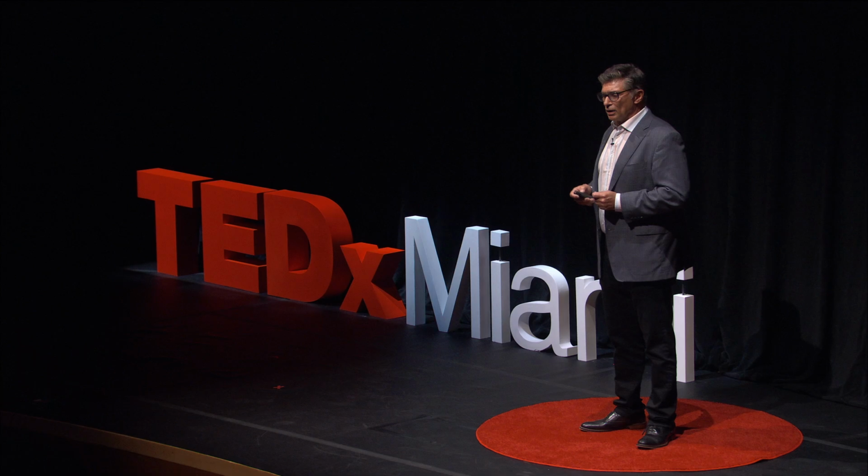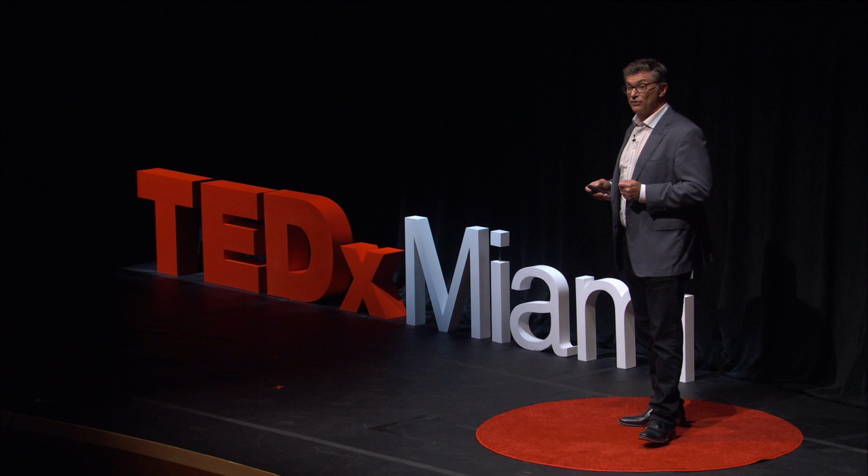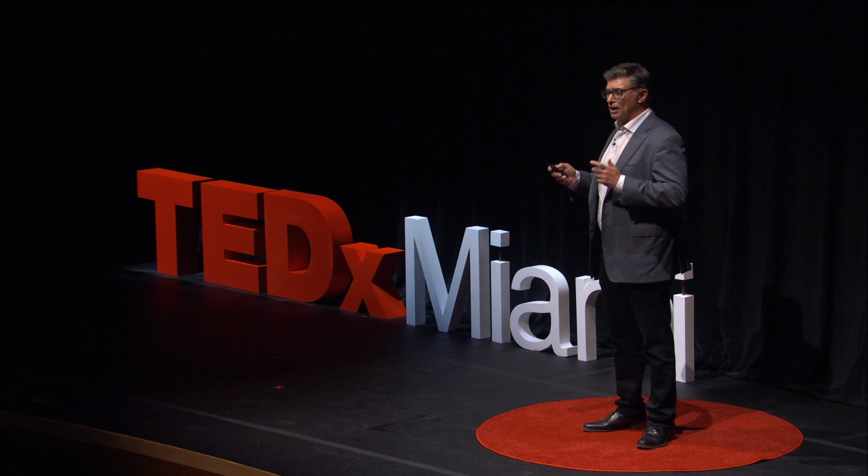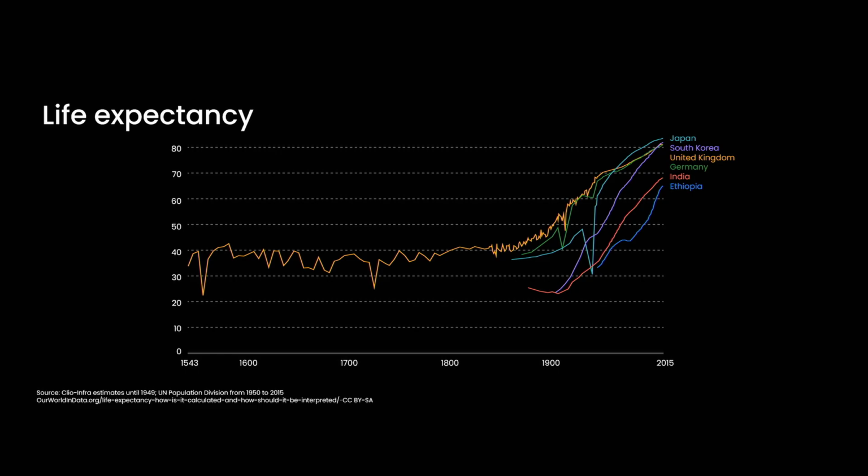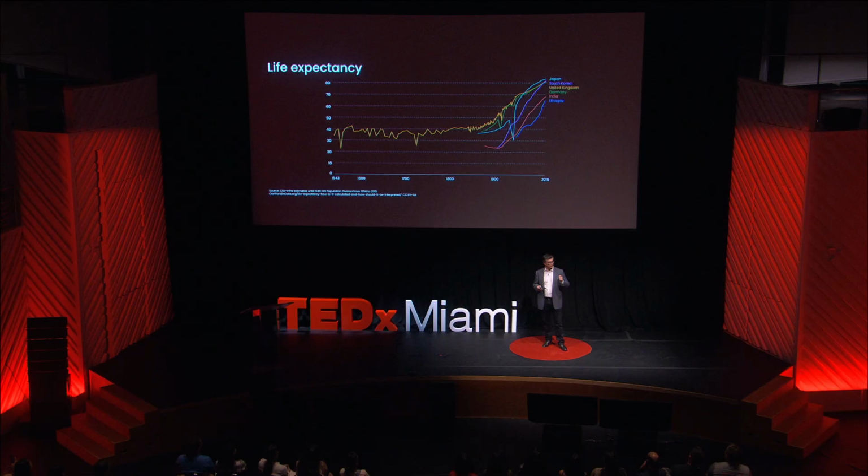How did this introduction of the germ theory of medicine affect overall human lifespan? Well, life expectancy had been constant since the year 1500, and it was only 40 years. So for several hundred years, human lifespan was on average 40. With the introduction of the germ theory and the interventions I told you about, human lifespan began to increase. And over the last 150 years, it's almost doubled, from an average of 40 to an average of 80.